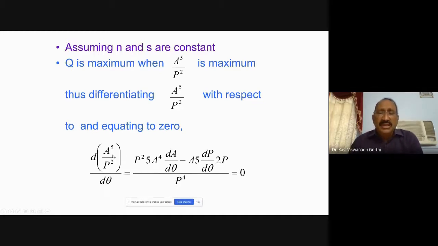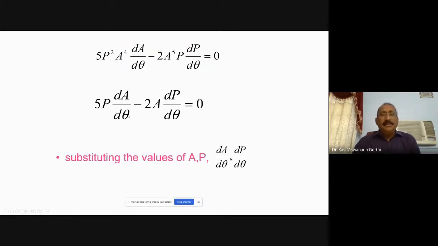So P square into the differential of A to the power 5, which is 5A to the power 4 into dA by d theta, minus A to the power 5 into the differential of P square, which is 2P into dP by d theta. The P to the power 4 in the denominator goes to the right-hand side and becomes 0. A to the power 4 can be taken out, and you are left with the equation 5P dA by d theta minus 2A dP by d theta equal to 0.